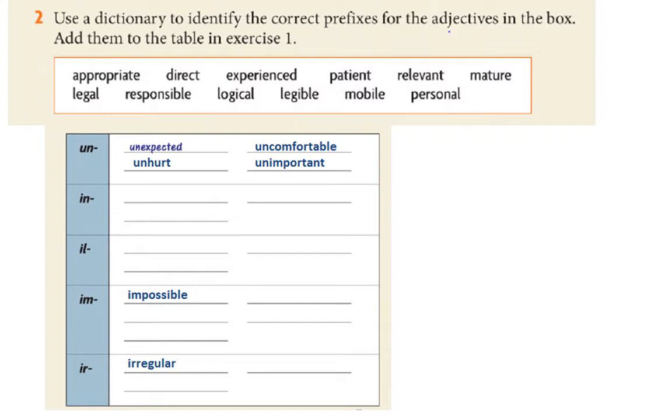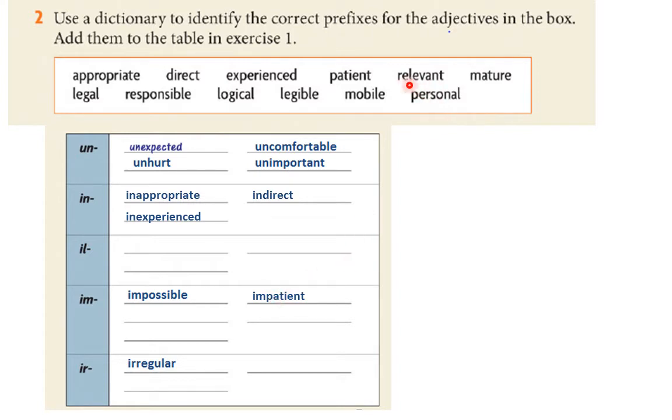Let us do that together. Inappropriate. Direct, the second one. Use a dictionary to find the opposite meaning of direct, and we found indirect. Experienced, inexperienced. Patient, impatient. And it started with the letter P.